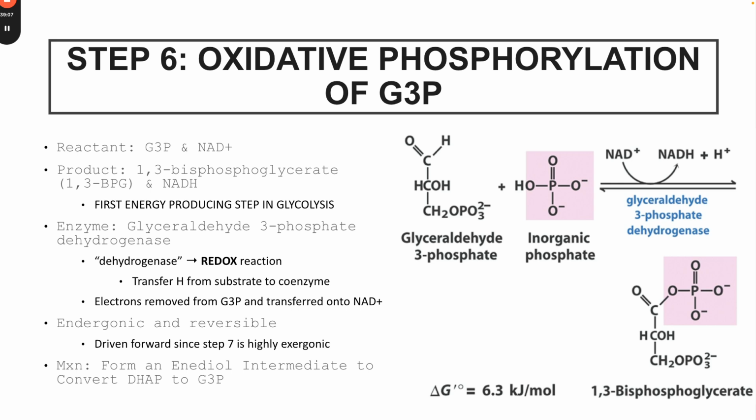Electrons are removed from G3P and transferred onto NAD, as we can see. NAD plus goes to NADH. And it's an endergonic reaction, and it's reversible. So if it's endergonic and reversible, why on earth would glycolysis proceed? Well, because it's driven forward by step 7, which is highly exergonic, but I'll get there in the next slide.